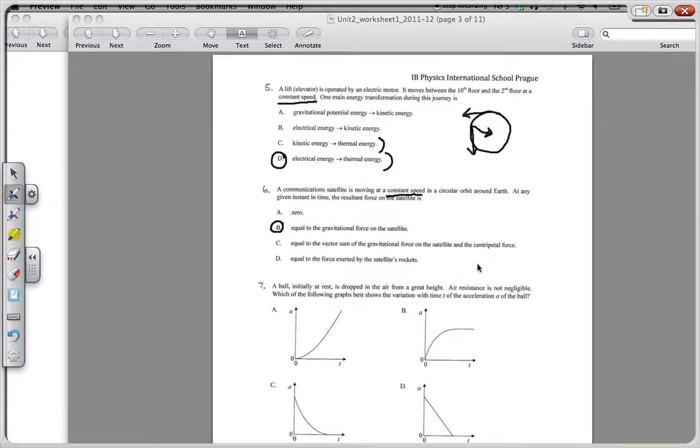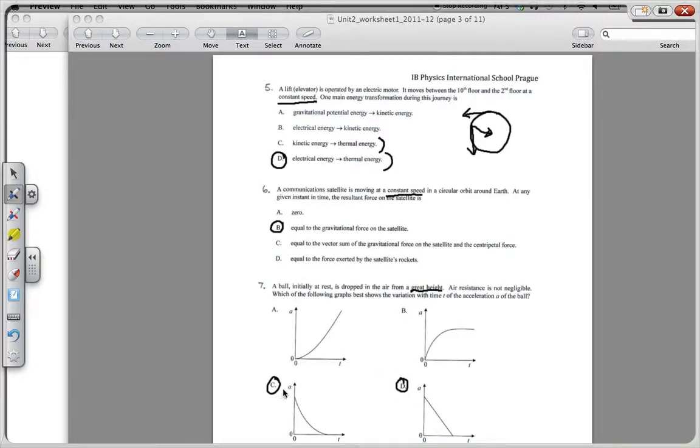Going on to question 7. A ball initially at rest is dropped in the air from a great height. Great height, so there's probably going to be some friction. Air resistance is not negligible. Which of the following graphs best shows the variation with time t of the acceleration of the ball? So we're looking at it dropping. Obviously, as it drops, the acceleration has to decrease. And it has to decrease to 0, because at terminal velocity, it is no longer accelerating. So it's basically going to be C and D.